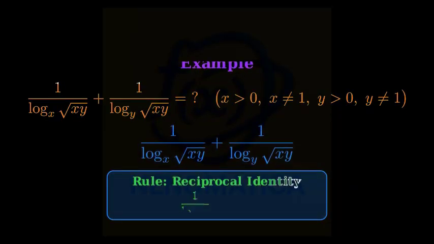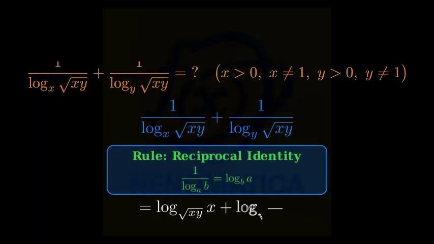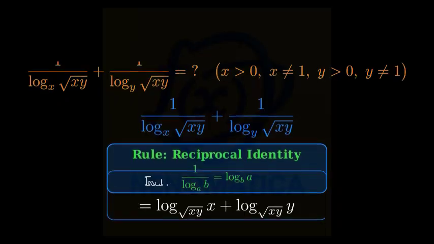Step 1. Apply the reciprocal identity for logarithms. 1 over log base a of b equals log base b of a. Using that on both terms gives log base square root of xy of x plus log base square root of xy of y.